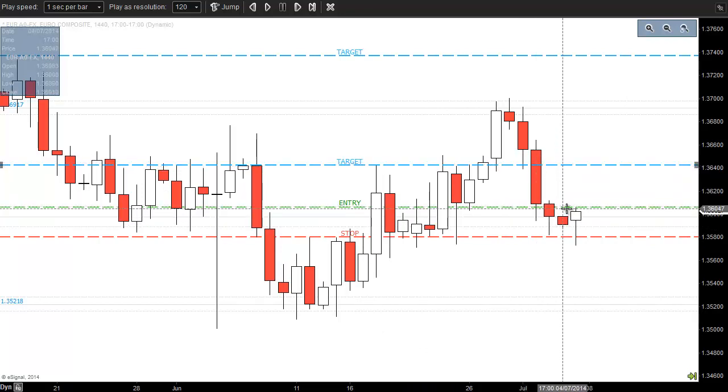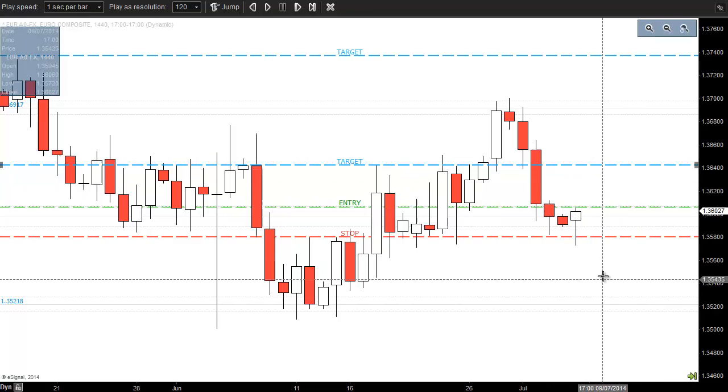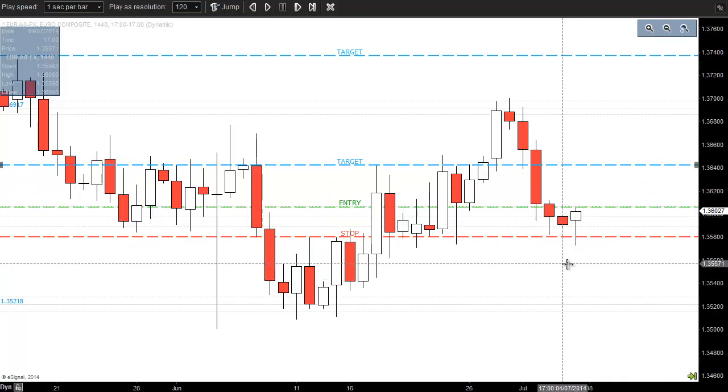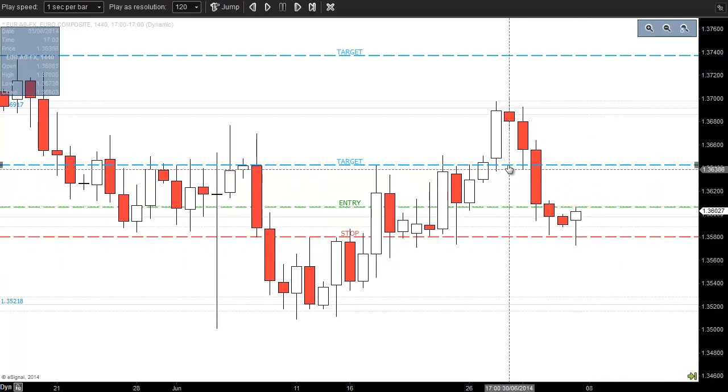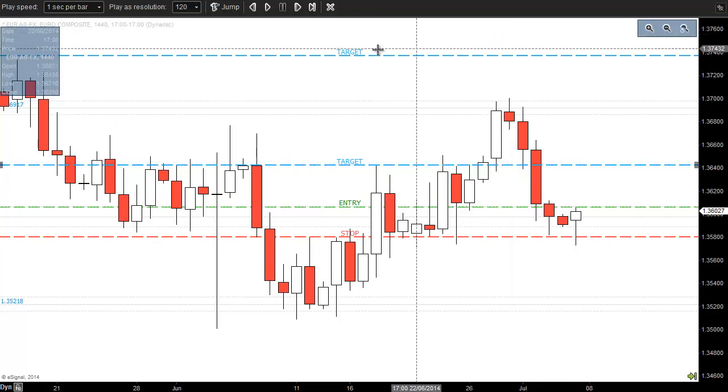Let's get a number on this target. 136.05, 136.45. So the target is still 40 pips away. So you still have, on your first target only, almost a 1 to 2 risk reward ratio.